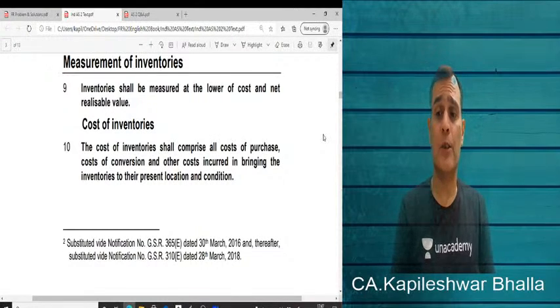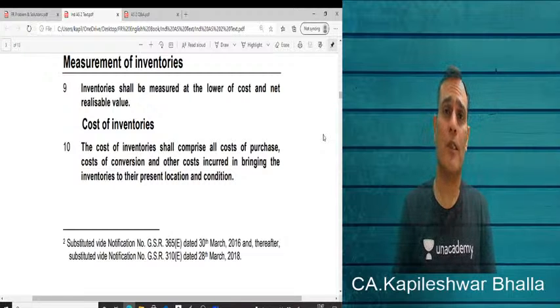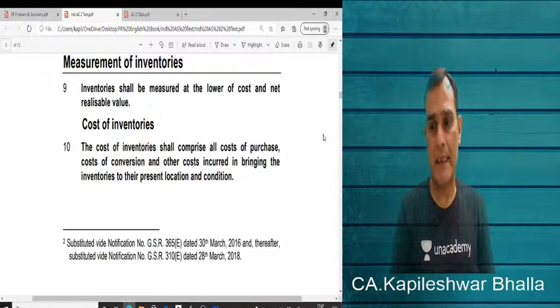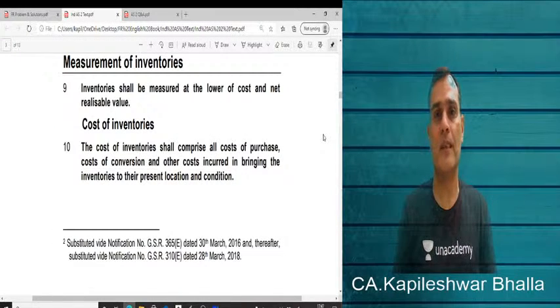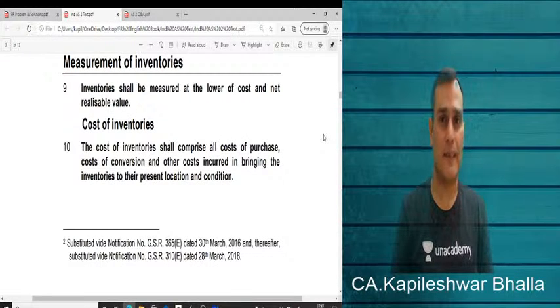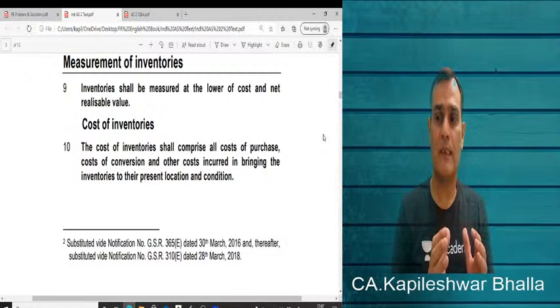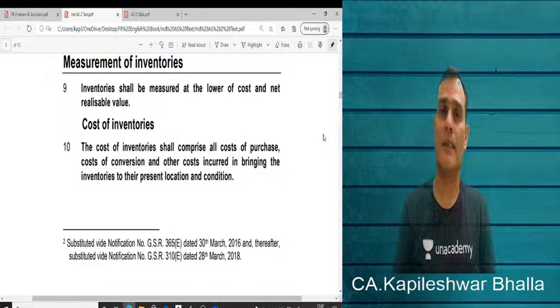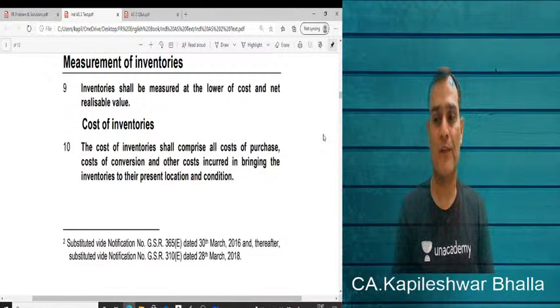Trust me, if you relate this to your knowledge at the intermediate level, you would ask: is the valuation, whatever is taken in cost, absolutely similar to what is given in Accounting Standard 2? I would say yes, it is absolutely the same. Whatever is given in Accounting Standard 2, as far as the cost of inventory is concerned, is exactly similar to what is given in Ind AS 2.